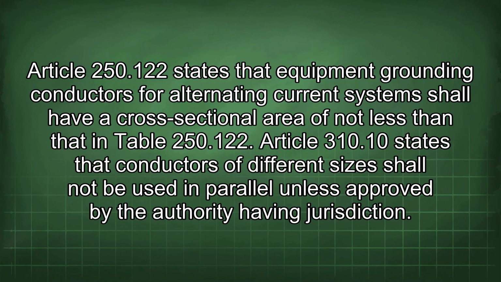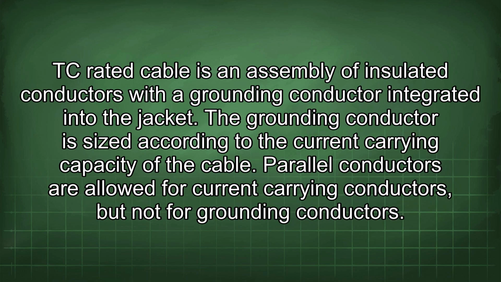250.122 states that equipment grounding conductors for alternating current systems shall have a cross-sectional area of not less than that in Table 250.122. Article 310.10 states that conductors of different sizes shall not be used in parallel unless approved by the authority having jurisdiction. TC-rated cable is an assembly of insulated conductors with the grounding conductor integrated into the jacket.